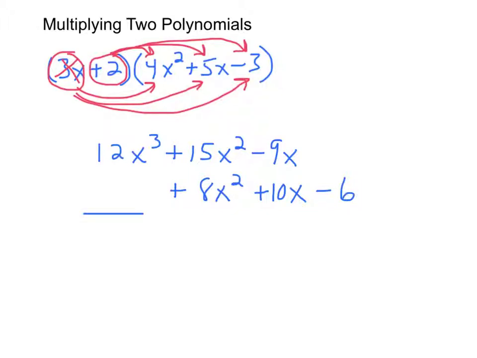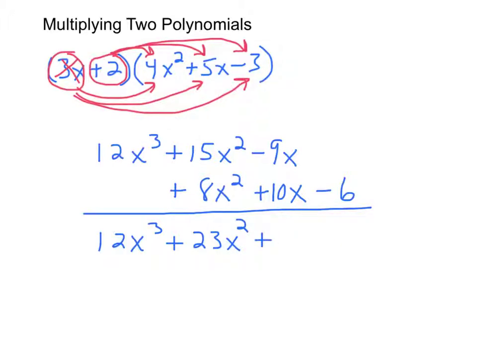And then to combine the like terms, you can just vertically add these together. So we'd have 12x cubed. 15 plus 8 would be plus 23x squared. Again, don't change the x squared part, just add the coefficients when you combine like terms. And then negative 9x plus 10x would be plus 1x. You don't really need to write the 1, it's implied anyway, so it's simpler just to write plus x and then minus 6. And that would be your answer.